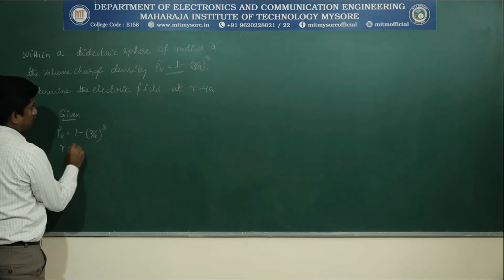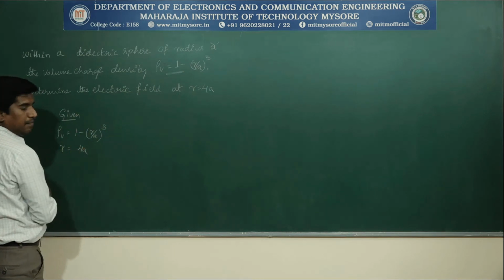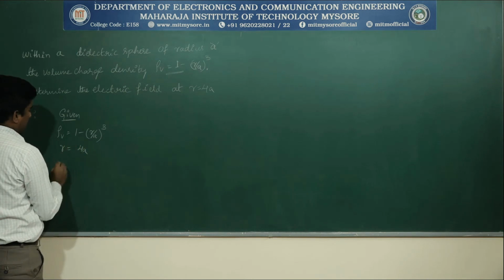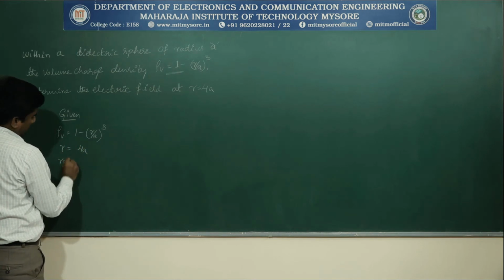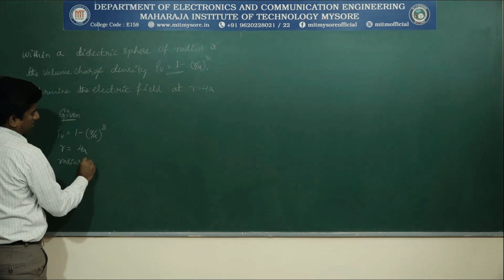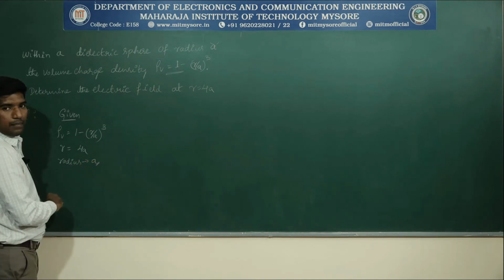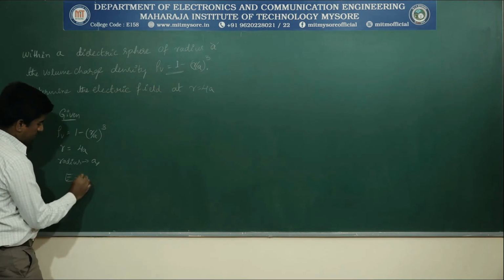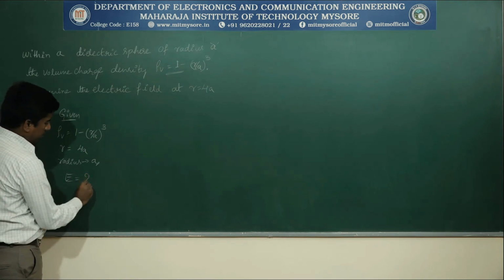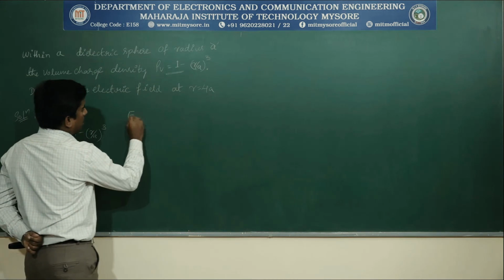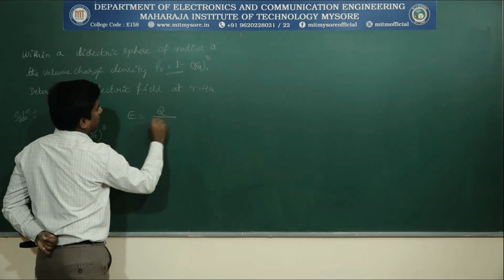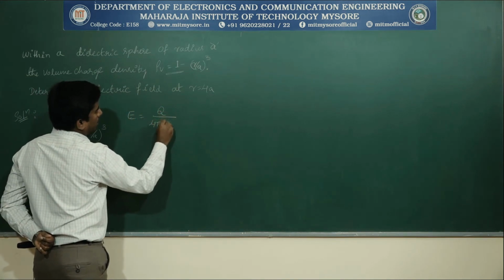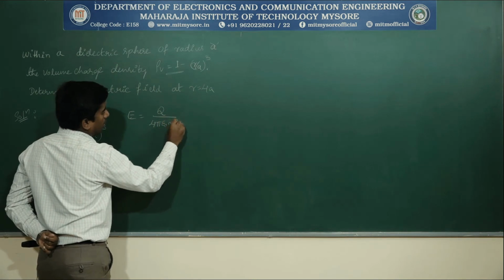Okay, so R is given as 4A. Then the radius is A, given as A. Now you are asked to calculate E. E is the question mark. What is the equation for E? E is equal to Q divided by 4 pi epsilon naught into R square.